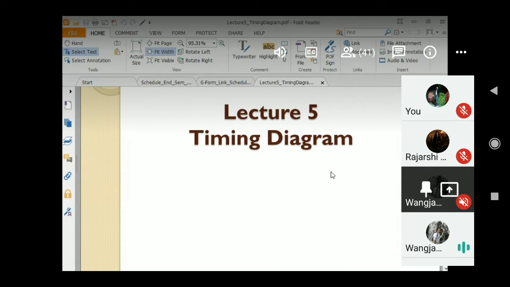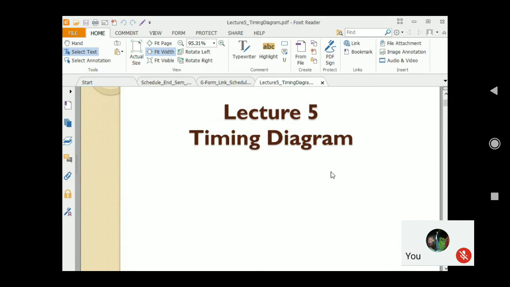Today's class is very important, as we are going to talk about the timing diagram. What is meant by a timing diagram? Is my screen visible? Visible? Yes, sir. Okay, then we can see this one: how to draw the timing diagram, and what is meant by a timing diagram.